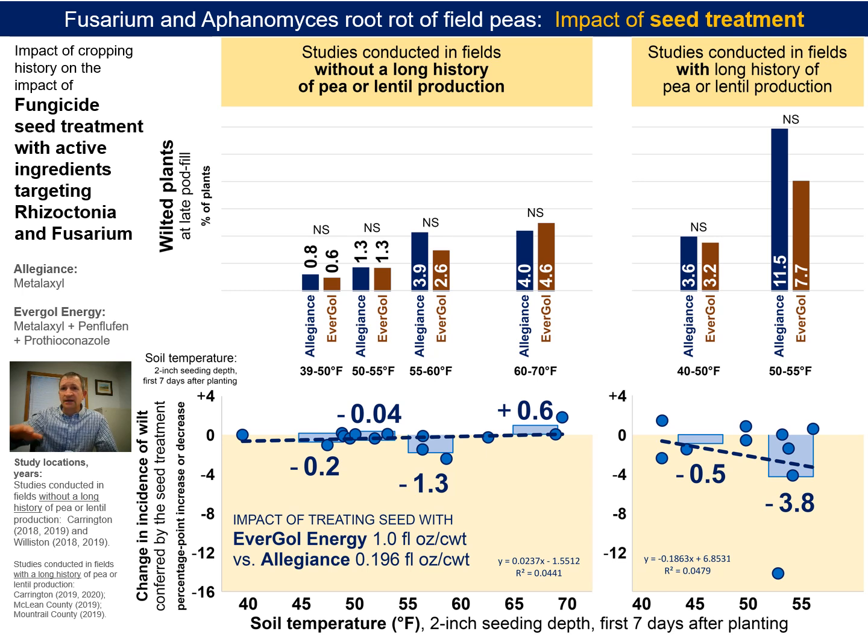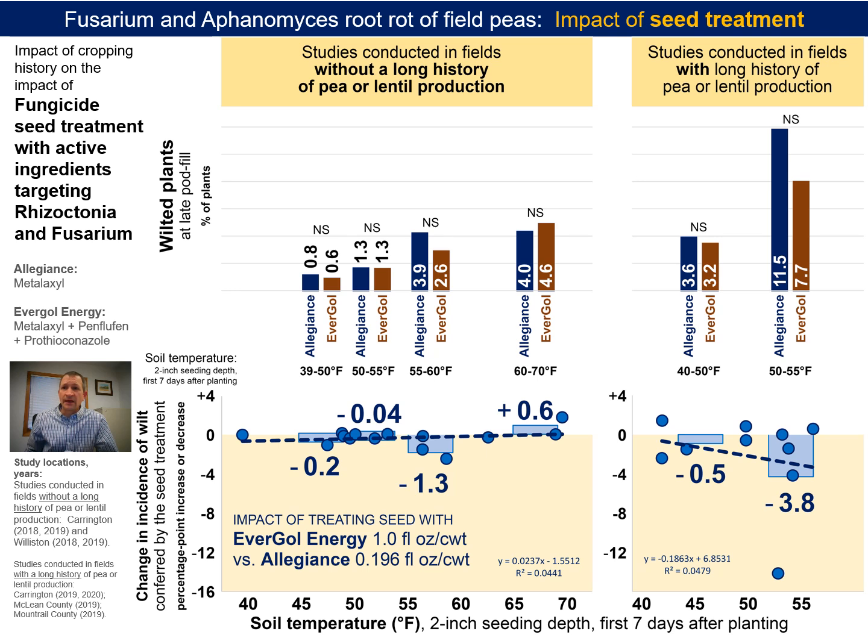Okay, and so the testing done in fields without a long history of peas and lentils were done in Carrington and Williston on fields that we knew didn't have, you know, any Aphanomyces or Fusarium problems. Okay, and the other studies with a long history of peas and lentils, this was done at on-farm sites in McLean, Mountrail, Williams County, as well as in Carrington.